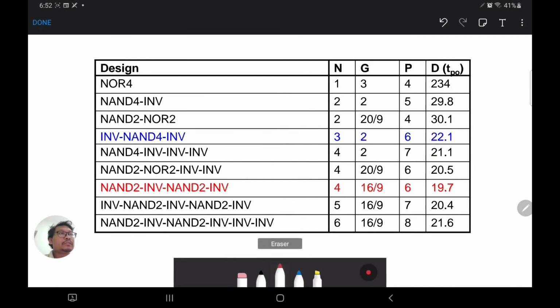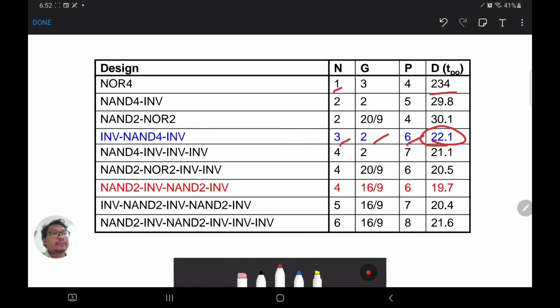22.1 is there using 3-stage logic. Your total G and your total P are given there. But in fact, if you do 1 stage, n equals 1, you have a very large tp0. So the optimum one, we can probably estimate using some equation, but here I think we're not going to do that.